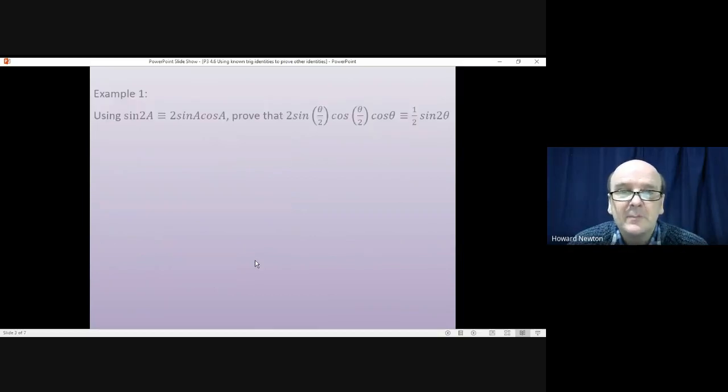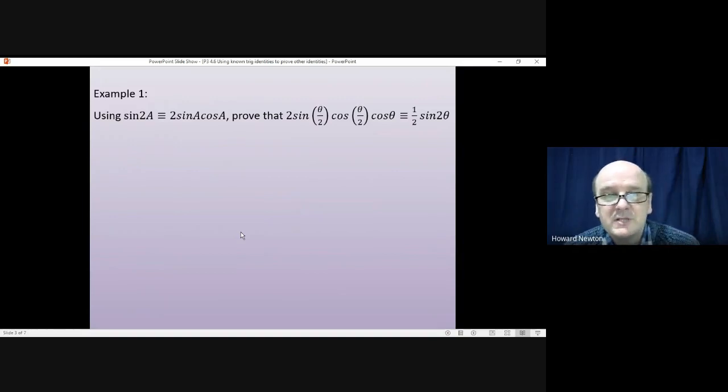Okay, first example. Using sine 2A is equal to 2 sine A cos A, prove that 2 sine theta over 2 times cos theta over 2 times cos theta is the same as a half sine 2 theta. Now I'll let you have a go at this yourself first. The only help I'll give you before you start is we'll be using the substitution in the double angle formula that A is equal to theta over 2. But have a go yourself, pause the video, and then come back to me when you're ready.